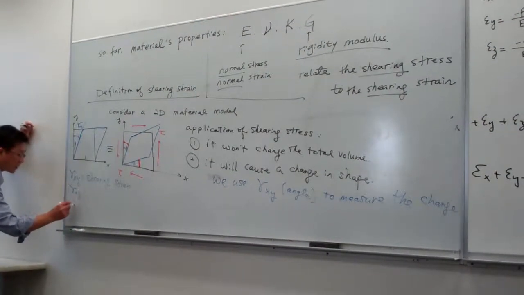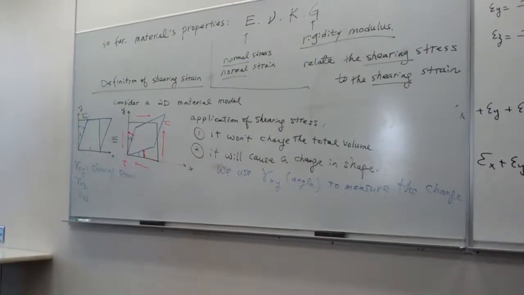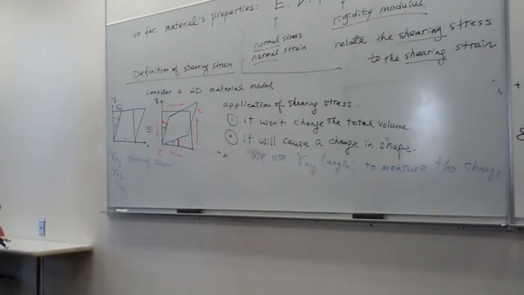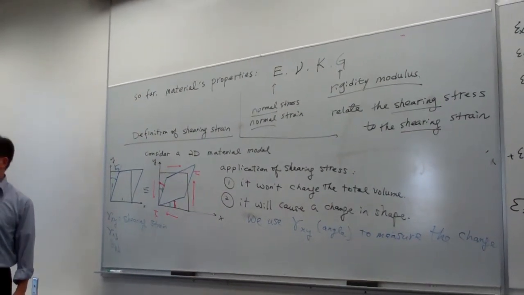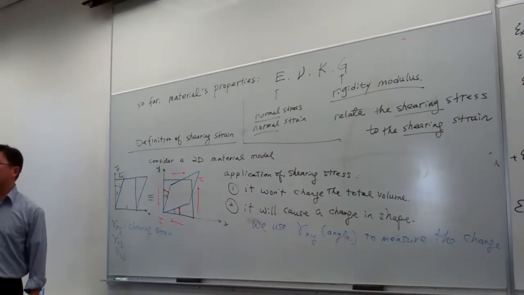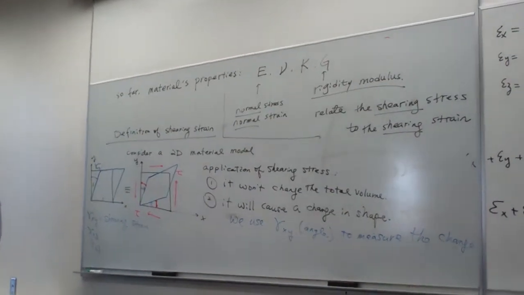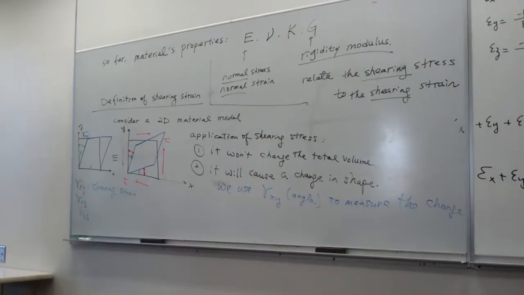xz and gamma yz. Yes? Will gamma always be between 0 and 90? That one we will have the series definition in the later chapters. But the definition, the sign convention for shearing is very ambiguous. Okay, it's very ambiguous, but that's a very good question.